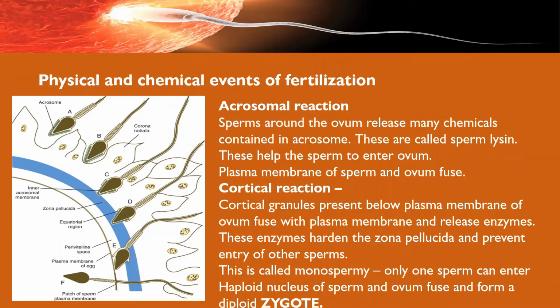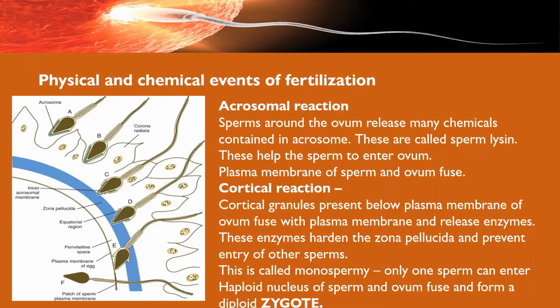We have done that one single ovum is surrounded by many sperms, and these sperms release the chemicals present in the acrosome. And this acrosome has enzymes. These enzymes help to dissolve the corona radiata and the zona pellucida so that a single sperm can enter inside. Collectively, all these are known as the acrosomal reaction.